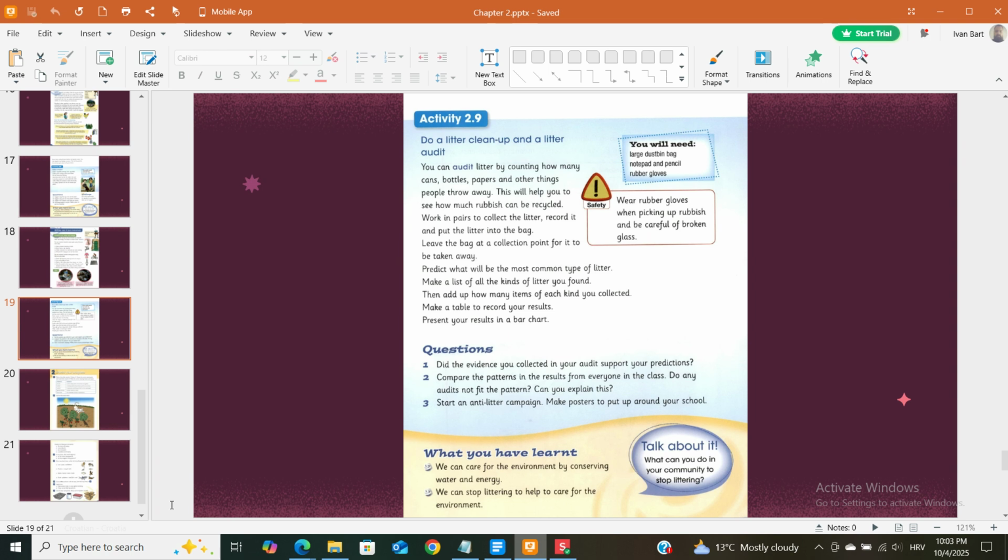What you have learnt. We can care for the environment by conserving water and energy. We can stop littering to help to care for the environment. Talk about it. What can you do in your community to stop littering?